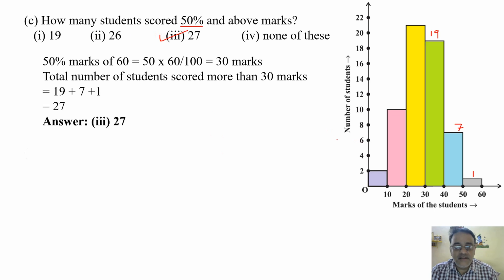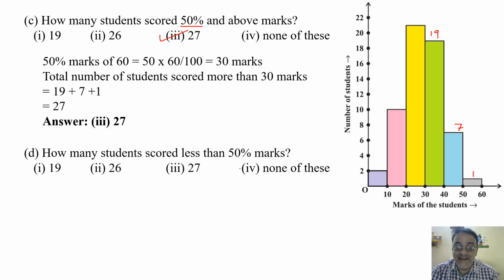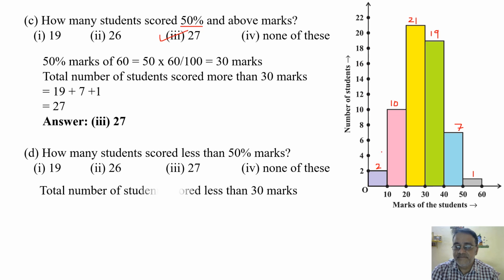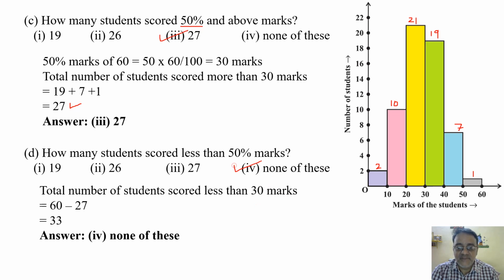Now, next question, how many students scored less than 50% marks? Matlab less than 30. So we'll start from here, 21, 10, 31 to 33, right? Otherwise, what we can do, 60 minus 27, that also we can do. 60 minus 27 is 33. And the correct option is none of these, right?